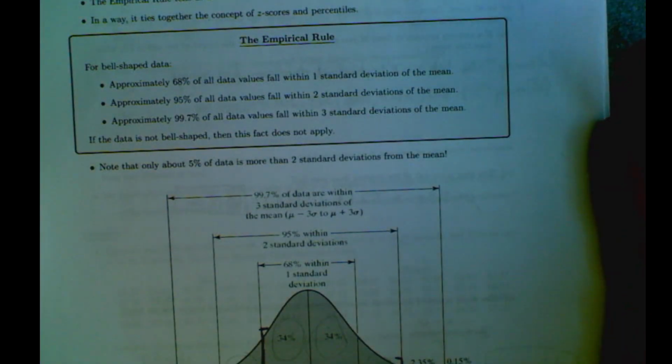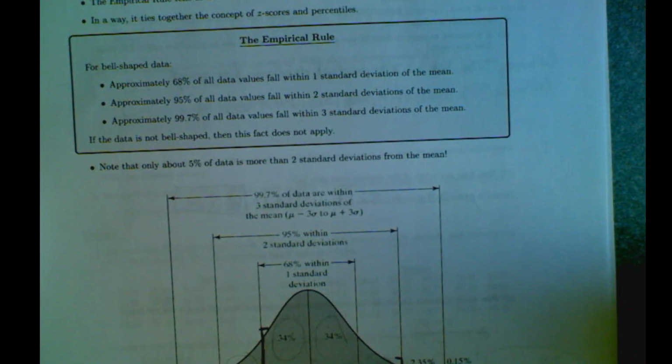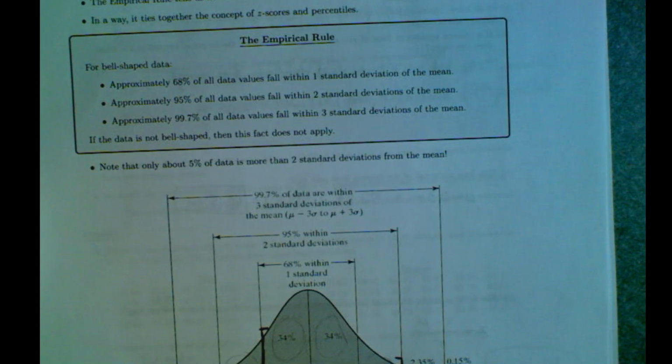Okay, so we have covered percentiles, we've covered z-scores, and then we've covered the empirical rule, which kind of ties those two concepts together. Tells us what percentage of data we can expect to fall within a certain number of standard deviations. So that'll do it for this section.